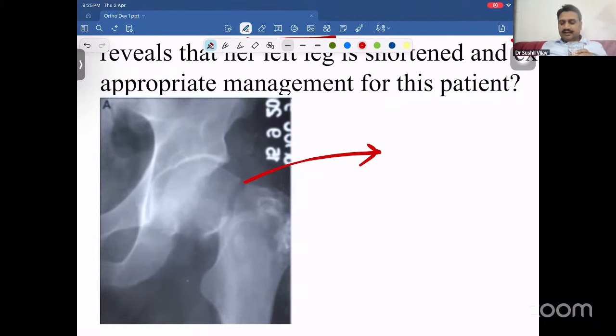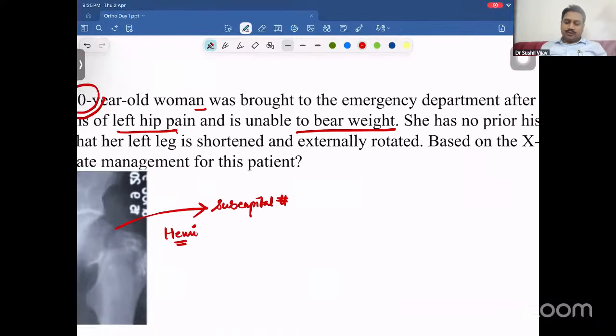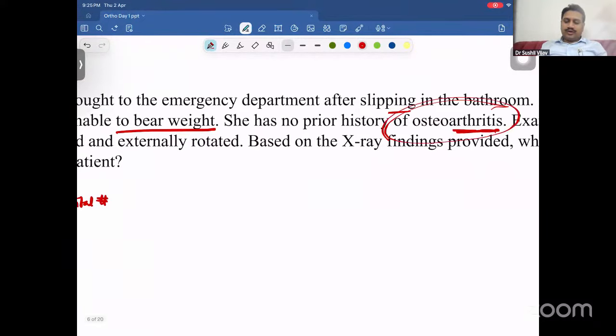पेशेंट इज डिफरेंट, एज इज डिफरेंट, सब कैपिटल फ्रैक्चर आ गया. अब क्या करोगे? Hemi. Why hemi? Why not total? हेमी क्यों करना चाहते हो आप इसमें? Hemi arthroplasty is to be done. Why? Now hemi. Why? Because the question is telling you what? There is no history of OA.